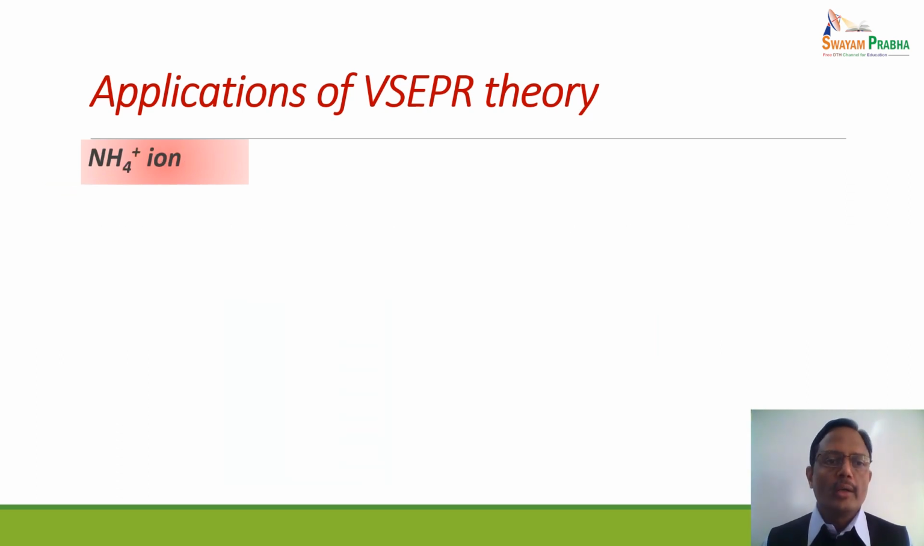Consider a molecular ion like NH4 positive ion. Now it is an interesting part of VSEPR theory that we can not only explain the geometries of the molecules, but we can explain the geometries of various ions also. So let us see the NH4 positive ion. Without considering any concept like hybridization, we can explain its geometry purely on the basis of repulsion between the valence shell electron pairs. Let us discuss this.